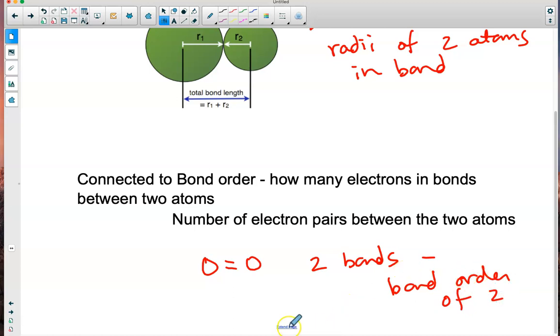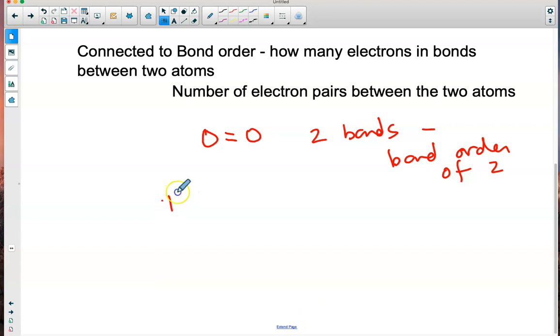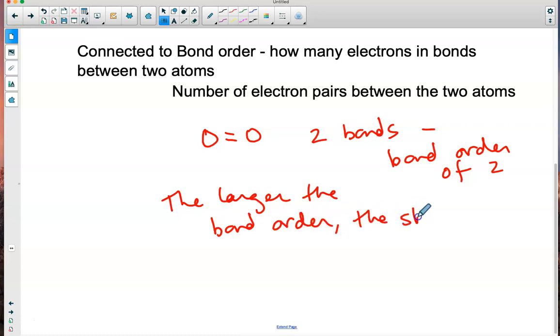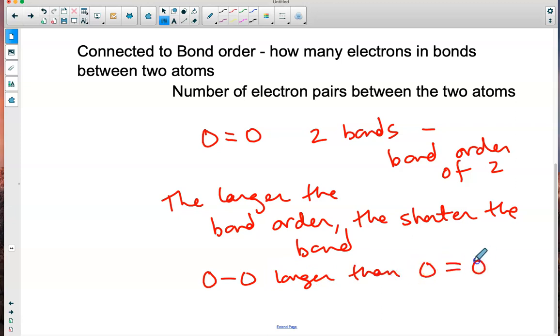And the larger the bond order, in general, the shorter the bond. So an oxygen-oxygen single bond is going to be longer than an oxygen-oxygen double bond. This is a bond order of 1, and this is a bond order of 2. Since there's more electrons involved in that double bond, that's going to pull those atoms in closer together to make the length shorter.